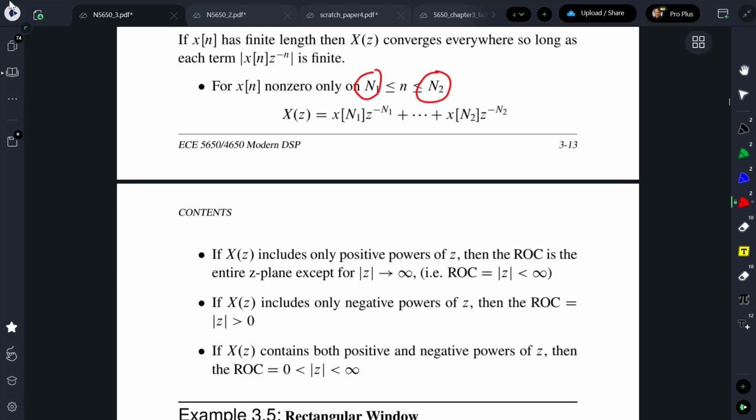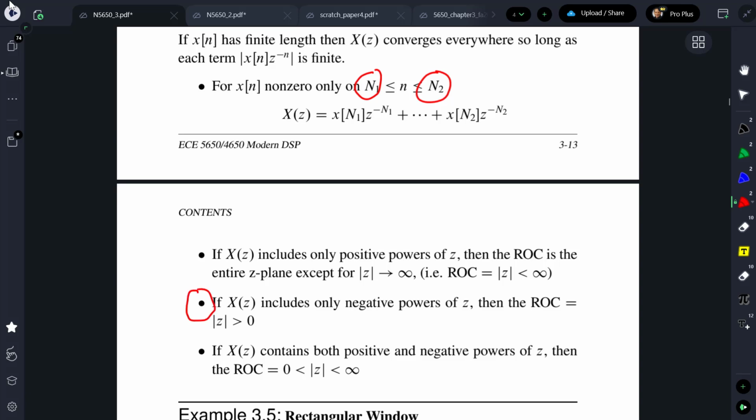So if N1 and N2 are both greater than 0, then we'll have negative powers of z. So we look at this X of z, and what's going to make it be unbounded is only, for values of z, it's only going to be at 0, because we'll have 1 over z everywhere in our expression up here, so we won't be able to let the region of convergence go to 0. So we'll have to exclude 0. So that's this case right here.